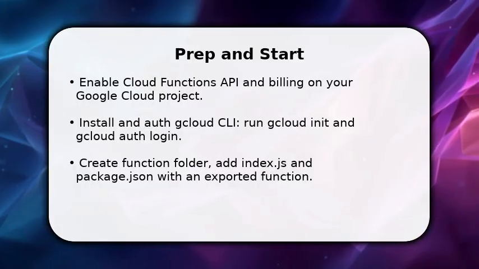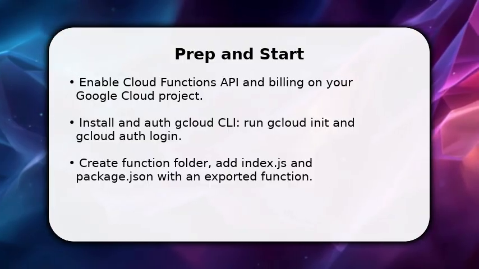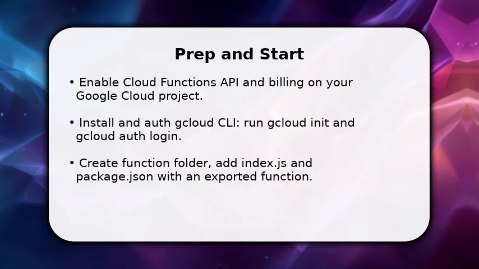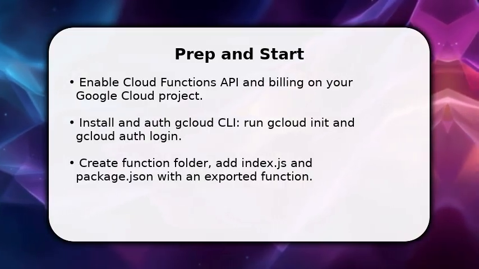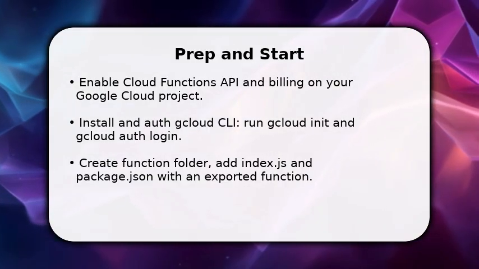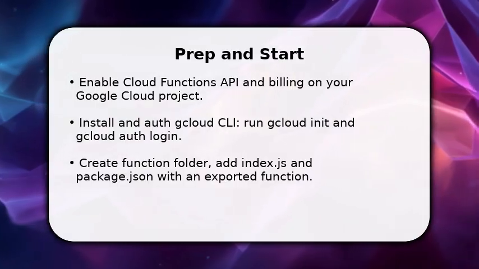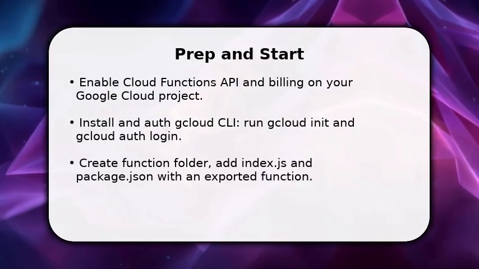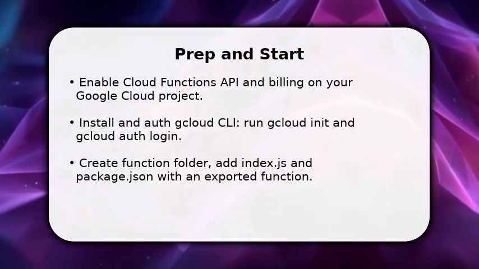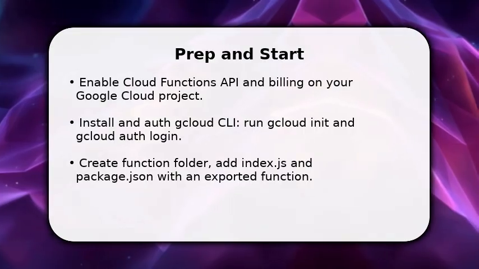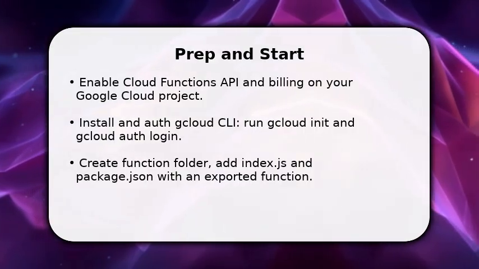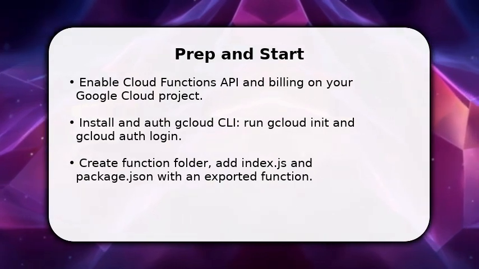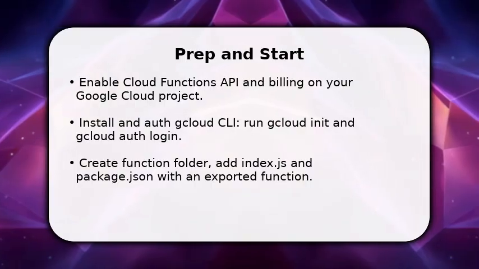You'll start by preparing the project and environment so deployment is frictionless. You must enable the Cloud Functions API and attach billing to the project, otherwise deployments fail. Install and authenticate gcloud with gcloud init and gcloud auth login so you can deploy from your machine. Create a folder, add index.js exporting the function exports.myfunc = async (req, res) =>, and a package.json declaring runtime dependencies. Once done, you're ready to configure runtime and triggers.